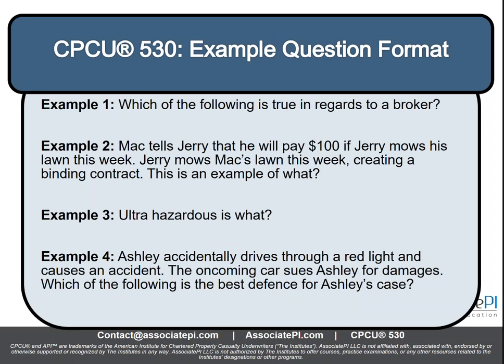Ashley accidentally drives through a red light and causes an accident. The oncoming car sues Ashley for damages. Which of the following is the best defense for Ashley's case? So this is the example where I was saying which of the following is best, where the answer options are going to be 4 scenarios that apply to Ashley's case, and you have to choose which option is best for Ashley's case.